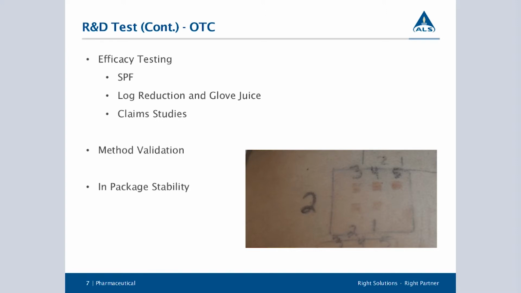The second round with OTC products is your efficacy tests. For sunscreens and hand sanitizers, which I'm focused on today, you would do your SPF testing or your kill studies for hand sanitizer. Then you would do your method validation, assuming everything's looking good and you'll be moving forward with that product. And then you would be looking at doing in-package GMP stability, your drug stability studies. We'll get into what is involved in each of these.